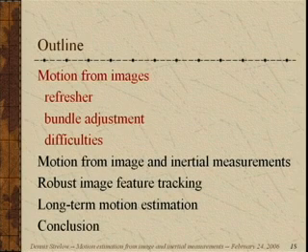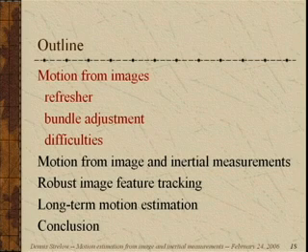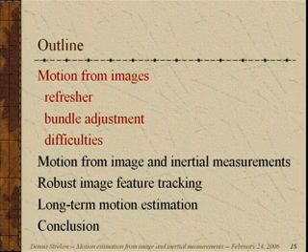All right, so this is my outline. I'm going to start by giving you a little bit of a refresher and technical introduction to motion from images. Then I'll build on that with my algorithms for motion from image and inertial measurements. We'll talk a little bit about robust image feature tracking, this idea of using reacquisition or recognizing a previously mapped scene to do long-term motion estimation, and then I'll just conclude very briefly.